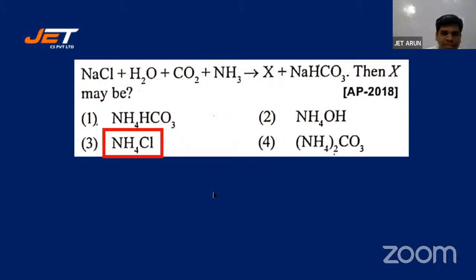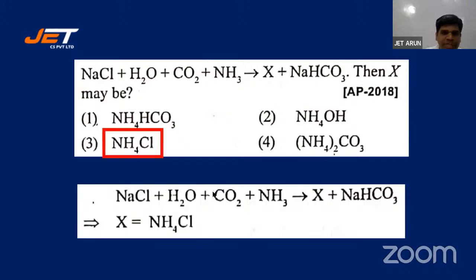Okay, let's see the answer. NH4Cl. Here is the complete reaction. What you get is NH4Cl as the X compound. X may be NH4Cl. Yes, 3. Most of you have answered 3, but few of you answered 1 and 2. So be careful. Yes, Chetan, you are right. 3 is right.